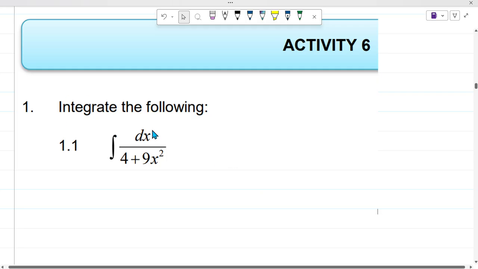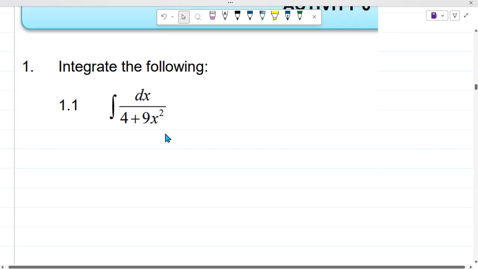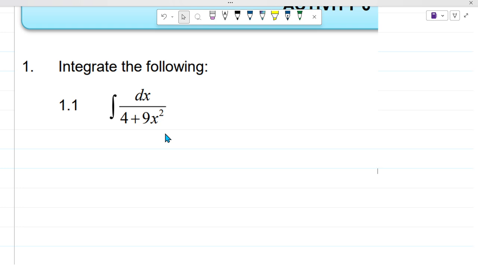So yeah, let's then just integrate this. Now we've got the integral of 1 divided by 4 plus 9x squared dx. Before we start, I like rewriting this nicely first before I do any harm to it. So I'm going to write this in a squared form. This 4 is equivalent to 2 squared plus 3x squared.